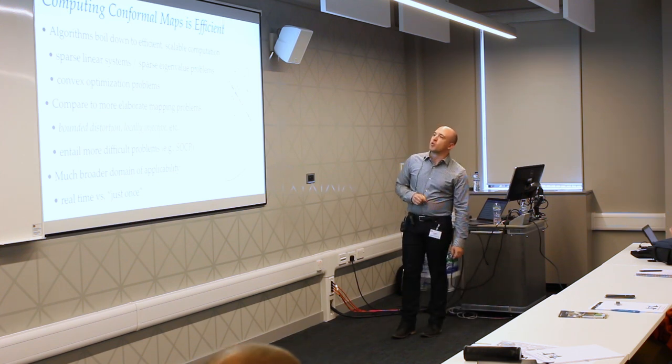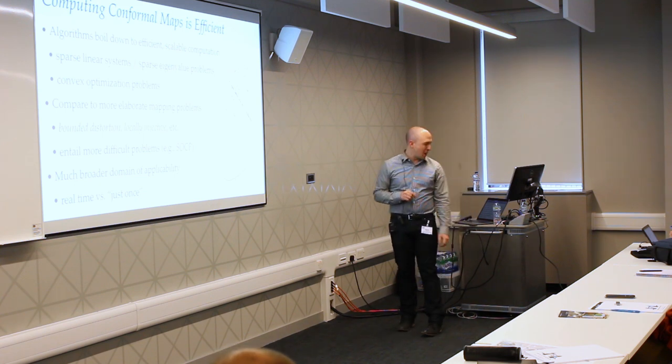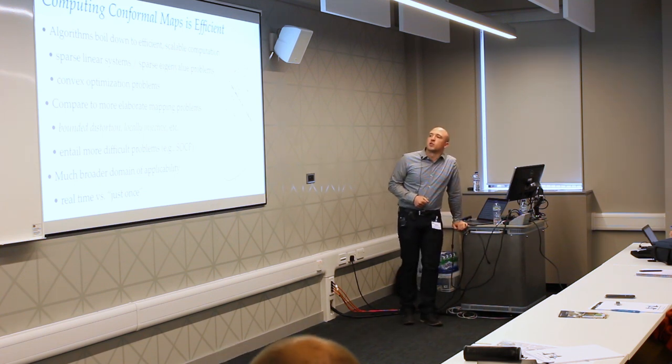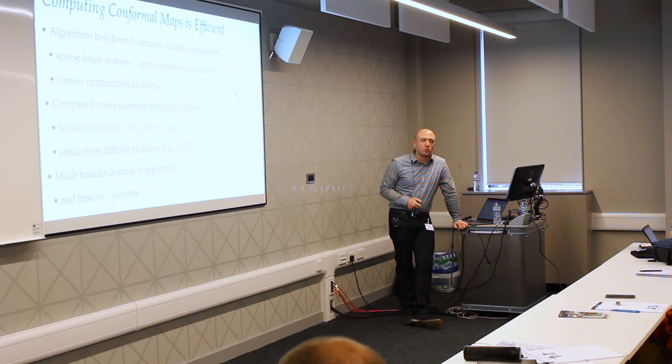So in practice, it ends up being that a lot of the time, if you want to compute these conformal maps, you end up solving things like sparse linear systems, sparse eigenvalue problems, so things that are very scalable. Maybe some convex optimization problems, though those tend to be fairly easy types of convex optimization problems, and then also things like fixed point iterations, so things that have nice numerical behavior.